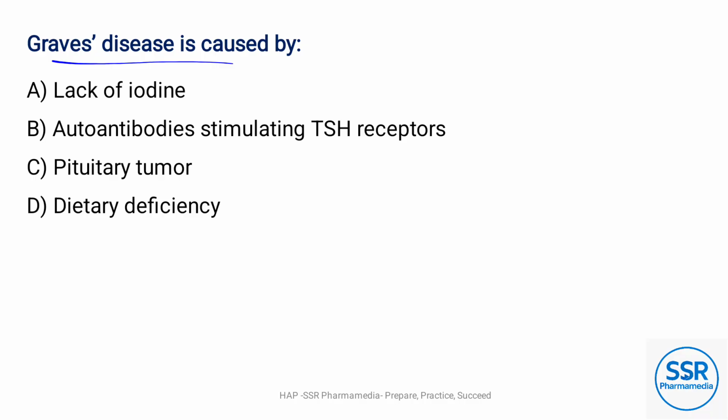Graves' disease is caused by: option A, lack of iodine; option B, autoantibodies stimulating TSH receptors; option C, pituitary tumor; option D, dietary deficiency. So these are all very important questions. We are only discussing topics related to hormones.